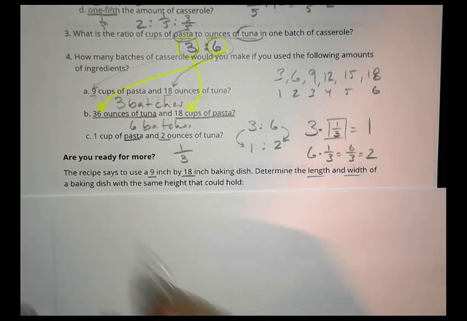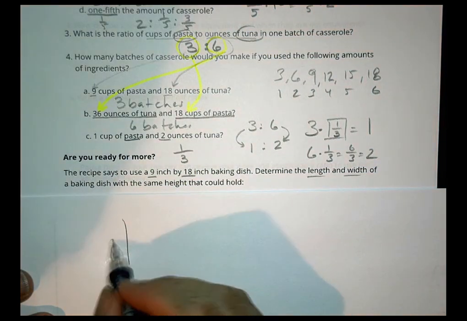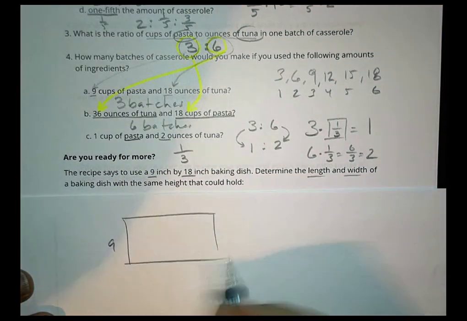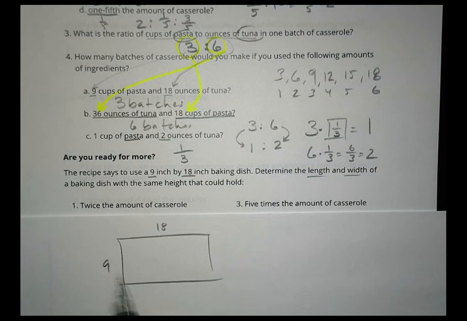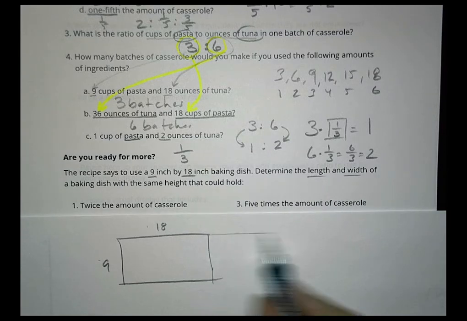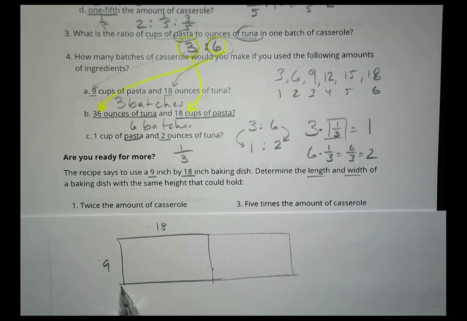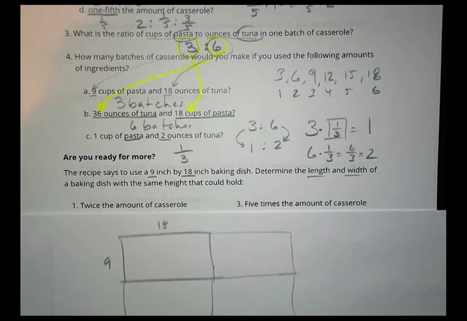Let's say, for example, that I had a 9 by 18 dish. Okay, think about area. If I'm going to make twice the amount of casserole, do I need to double both sides? Think about area. If I double both sides, what happens to my area? If I was to double this and double this, I'd have to fill in that space. What happens to my area? It's 4 times as much, isn't it?